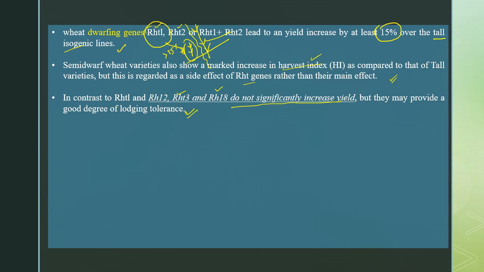So it is a very good point to remember that these two genes, RHT1 and RHT2, mainly go for increasing the yield, and they are mainly responsible for this dwarfing. Whereas RHT3 and RHT8, sorry, RHT8, are mainly responsible for lodging resistance, but not yield. Okay, this you should remember.